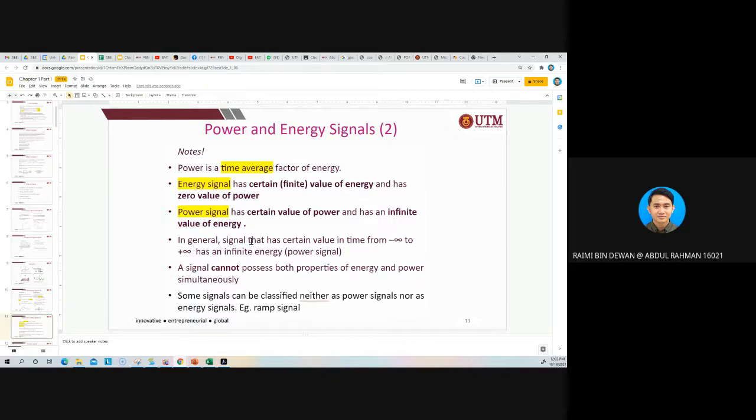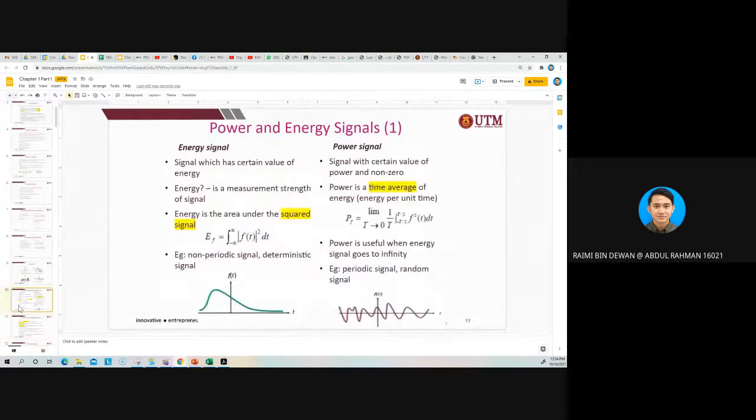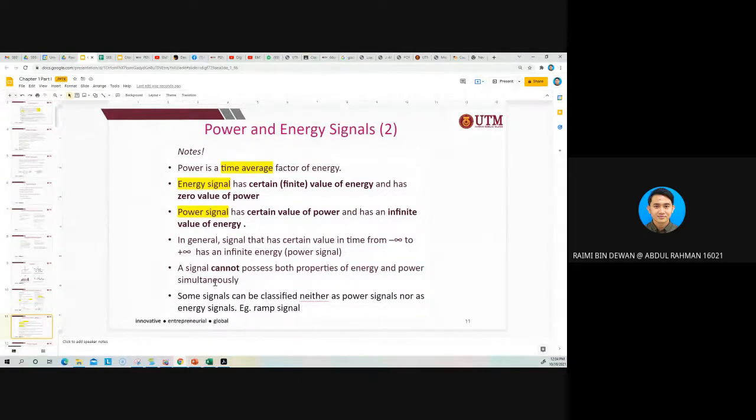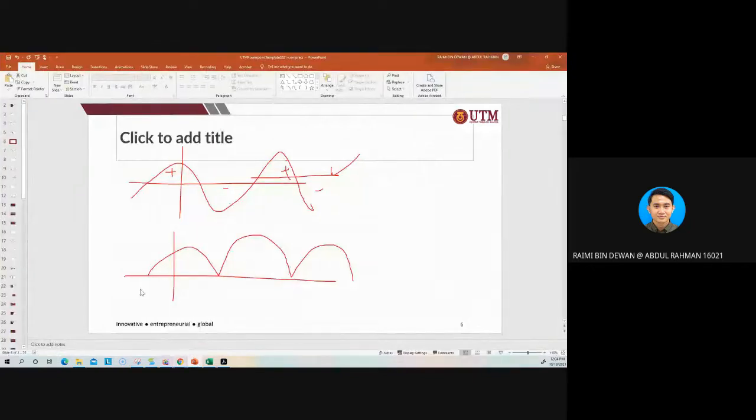Okay, in general, we will assume that time takes values from negative infinity to positive infinity, just like this one. So you have continuous, positive infinity and negative infinity. Some signals can be classified neither as a power signal nor as an energy signal. Some signals are not energy signals and they are not power signals. So what are they?